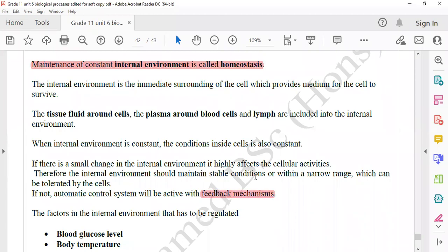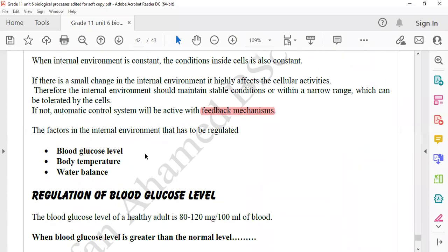Feedback mechanism. I am not going to speak about the rest of the things at the moment. I will go one by one below. Finishing that one, I will come to the rest.